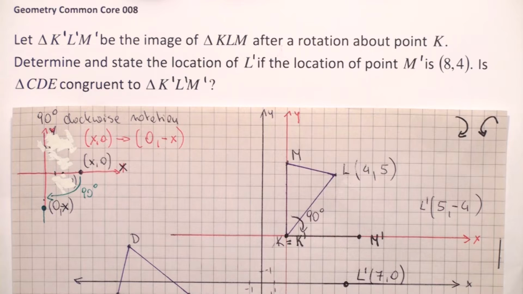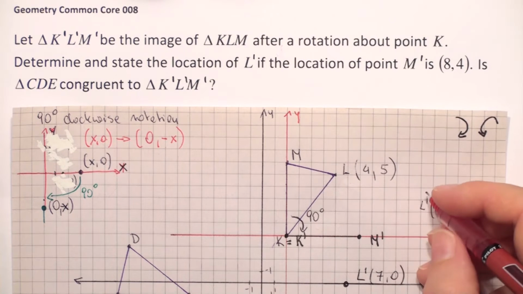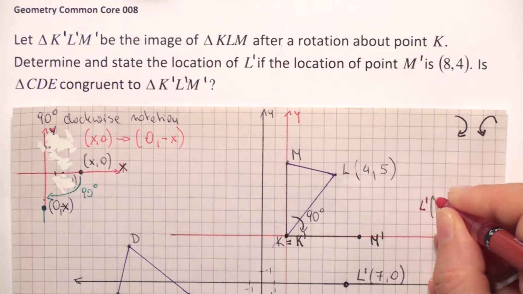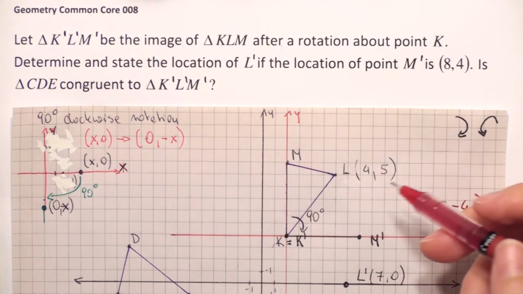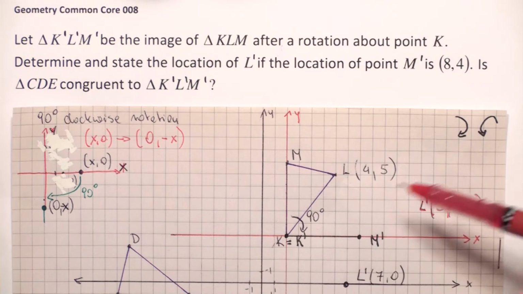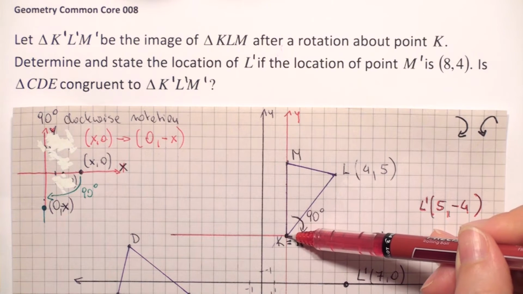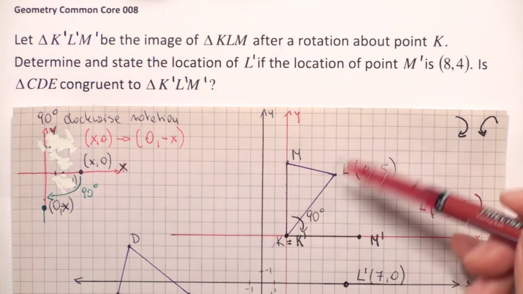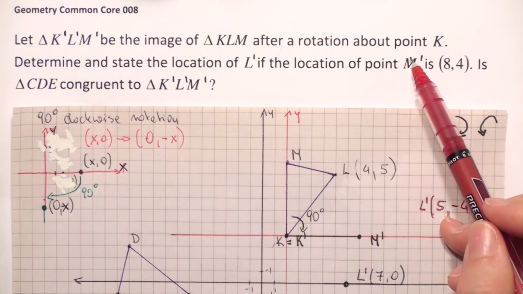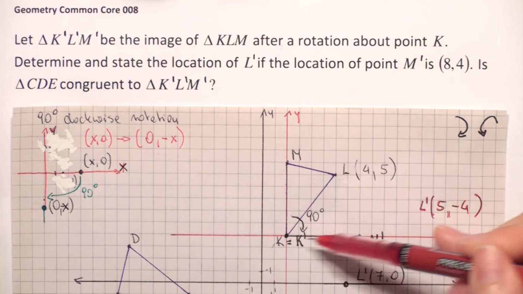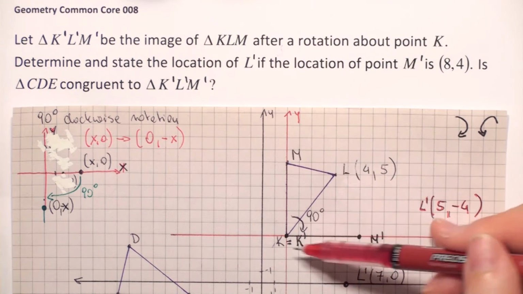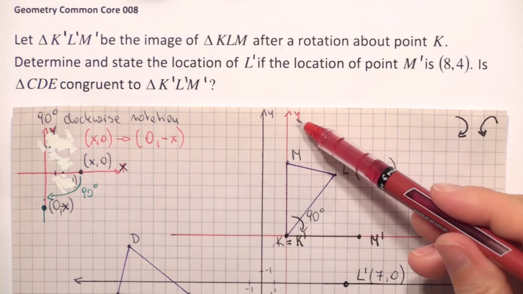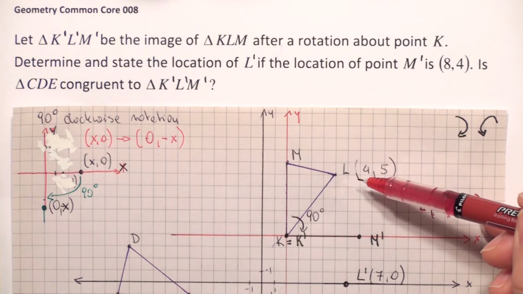This L prime belongs to our new xy plane, so let me write this in red. So first we use the new xy plane. The origin is at point K because we have rotation about point K. So we place our new xy plane at point K. This is our origin, and from this new xy plane we read the coordinates of point L.